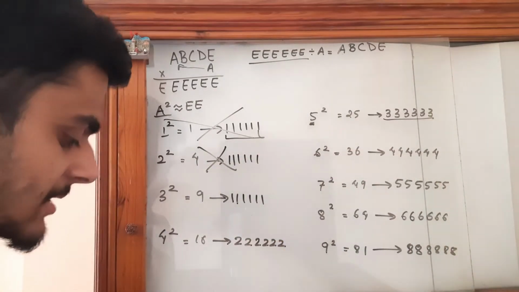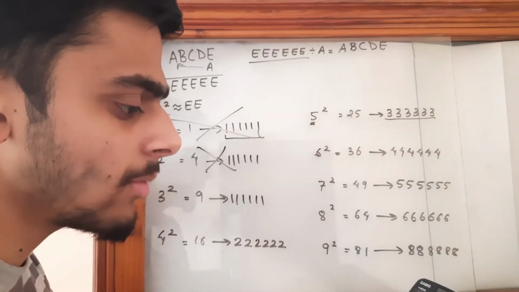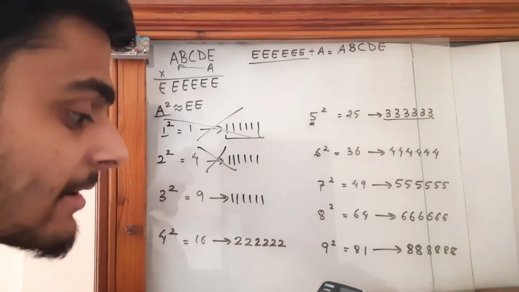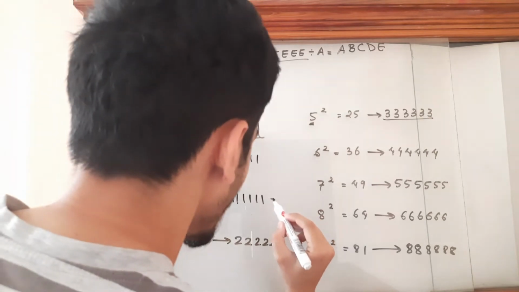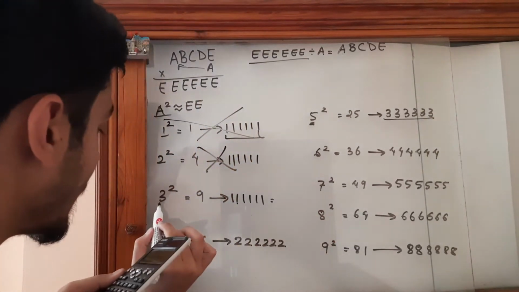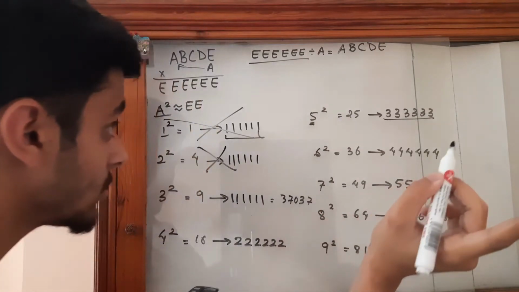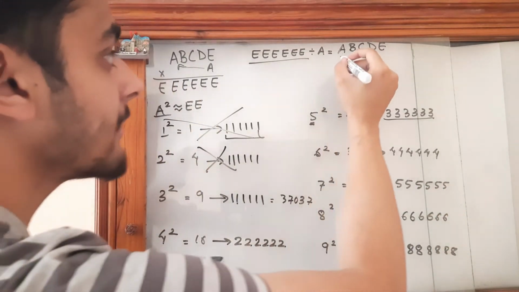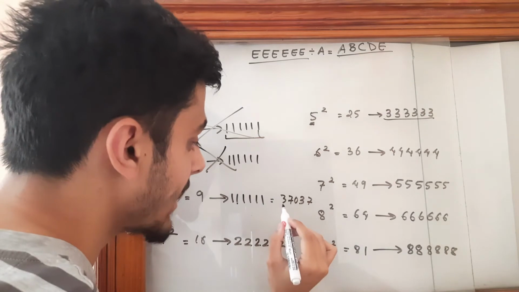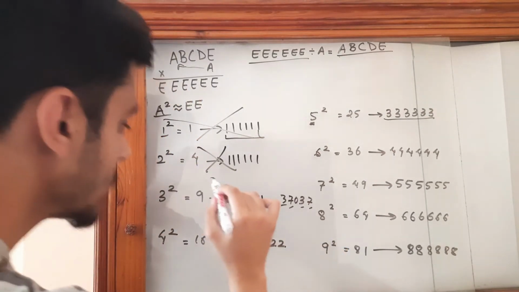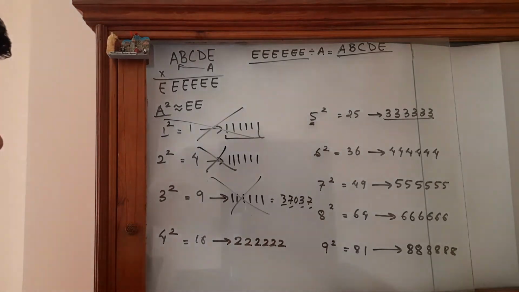Now let's go for this. 11111 divided by 3. The answer for this divided by 3 is 37037. So let's try and see. Here we have got all different numbers. Here we have 3 and 3 repeated, 7 and 7 repeated. That's not what we want. So this again gets cancelled out.